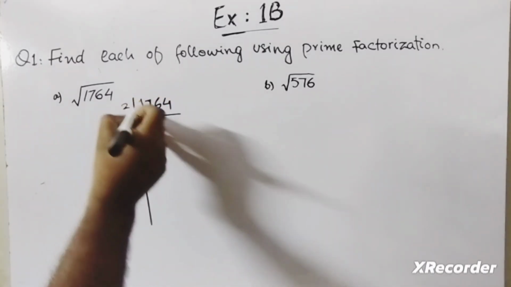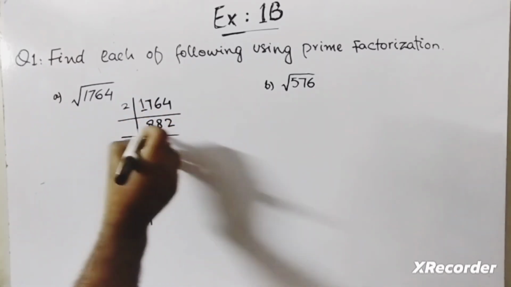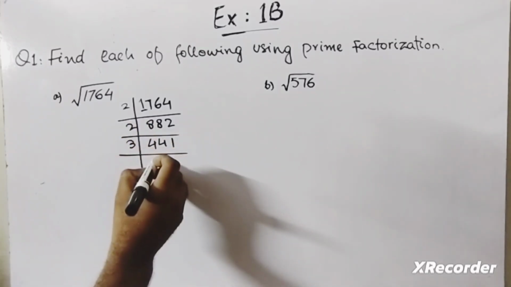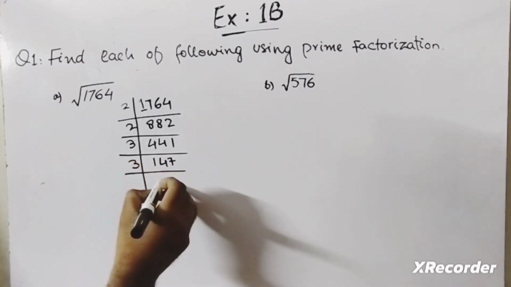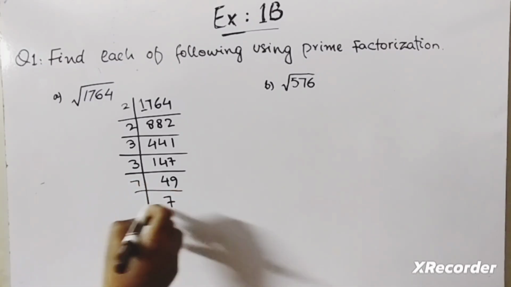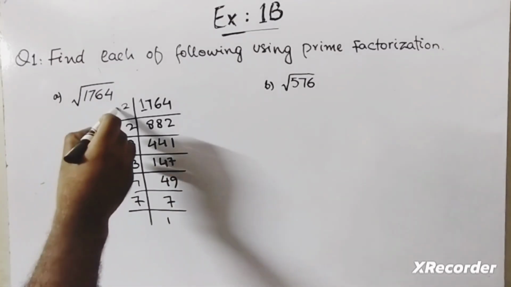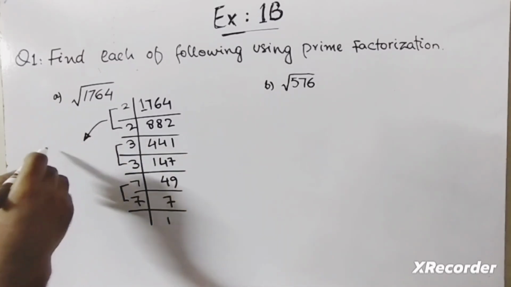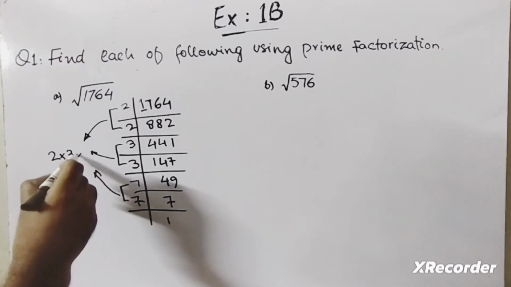It is an even number, so we can divide by 2: 882, again with 2, 441. Now for 3 it will give us 147, again with 3 we get 49, and then 7 times 7 is 49 and 7 times 1 is 7. So the factors we found, we can see that each number has one pair, so we took out one number from the pair, like that 2 from this, multiply with 3 from this, multiply with 7.